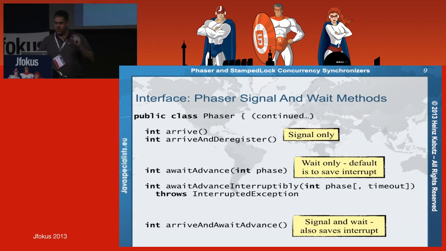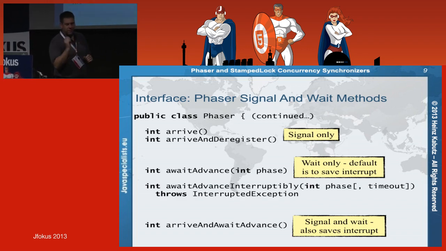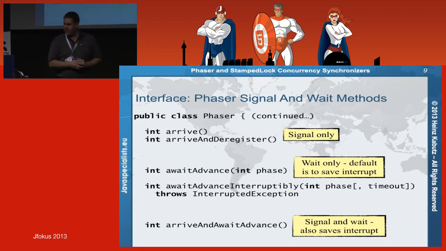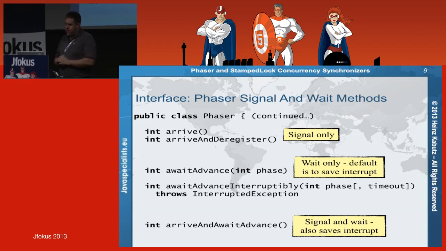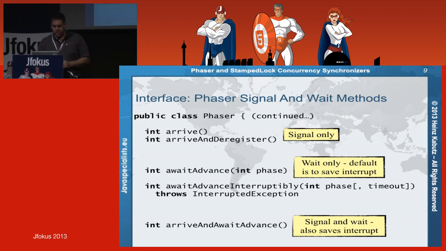So if a thread says I've arrived at this rendezvous point, you can call arrive. You can call arrive and deregister. Arrive and deregister will decrease the number of parties by 1. And I'll show you examples where this could be used. And then we've got await advance. Await advance is waiting for a particular phase.